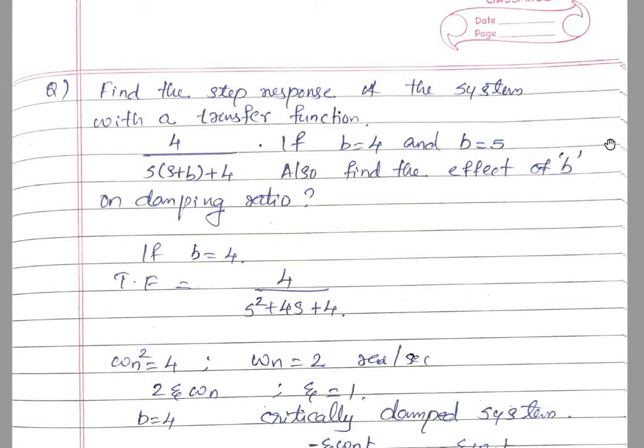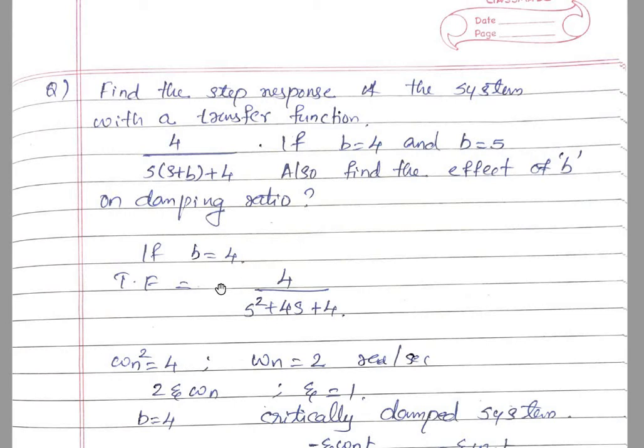So, we have to find the step response of the system, and also the effect of damping ratio. We have to find the expression for the step response of the system, and also find the effect of b on the damping ratio. So, first I am considering the case when b is equal to 4.